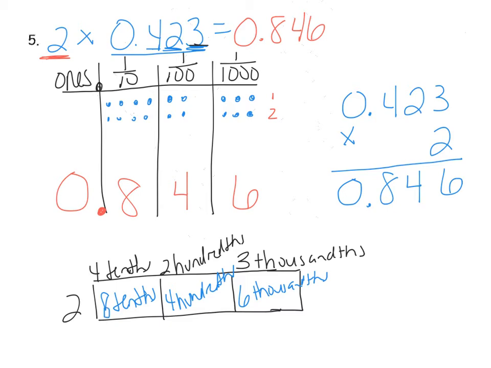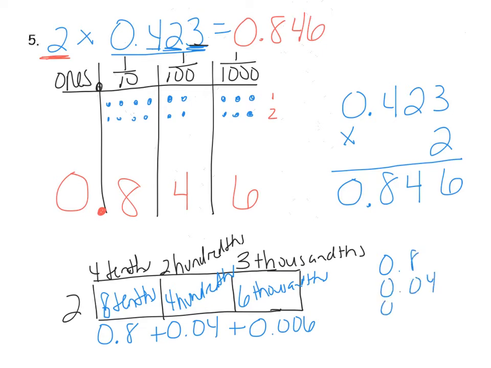So now I'm going to start over to the right. 6 thousandths. So I would write 0 and 0, 0, 6. 4 hundredths I would write in standard form. 4 in the hundredths place, and I'm adding these. And then 8 tenths. So I need to put an 8 in the tenths place. I don't know about you, but I need to add those. So I'm going to do 0 and 8 tenths plus 0 and 4 hundredths plus 0 and 6 thousandths.